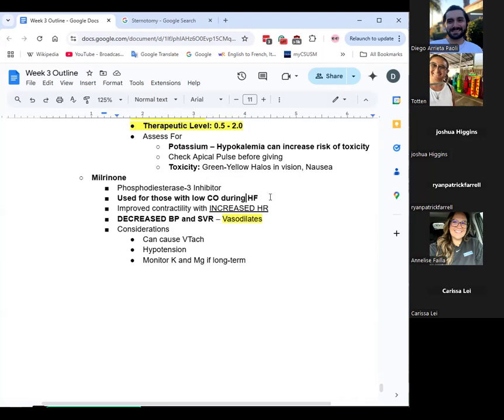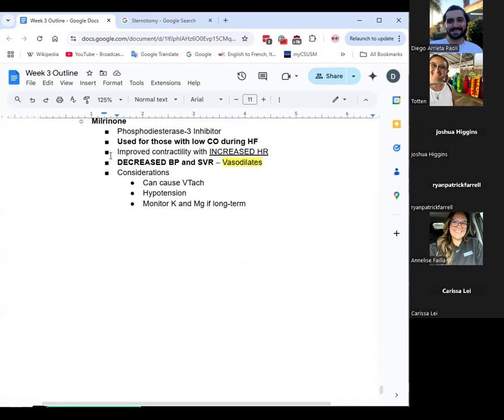Let's see, for low cardiac output during heart failure, you have that contractility and increased heart rate. But because it vasodilates, you need to watch out for their blood pressure. Considerations: it can cause, oh god, VTAC. Fun. Hypotension, again, we crash them out too far. Monitor potassium and magnesium long term. We actually talked about this in the beginning. I think it was Josh, and maybe Jude also mentioned looking at the potassium because it affects the potassium level. That's probably why it causes the VTAC.